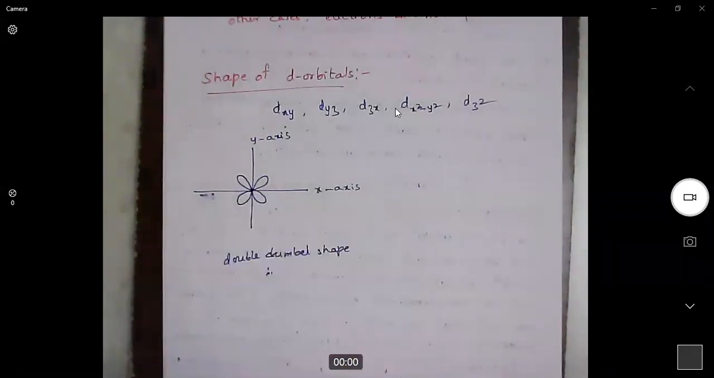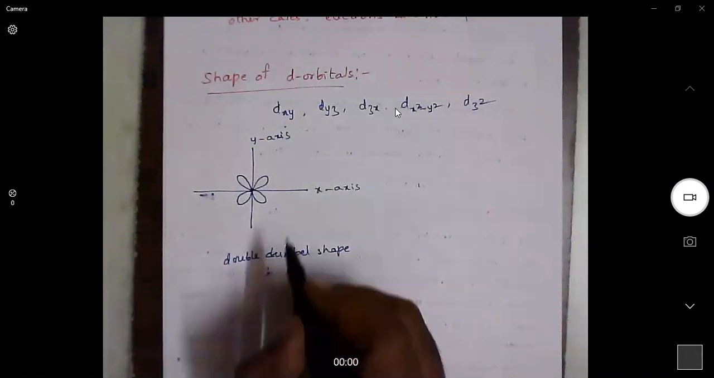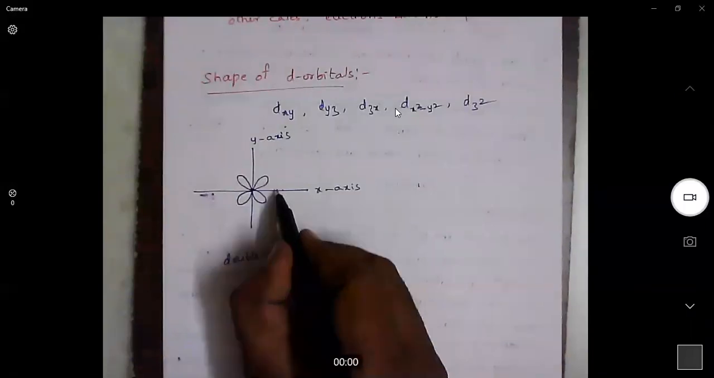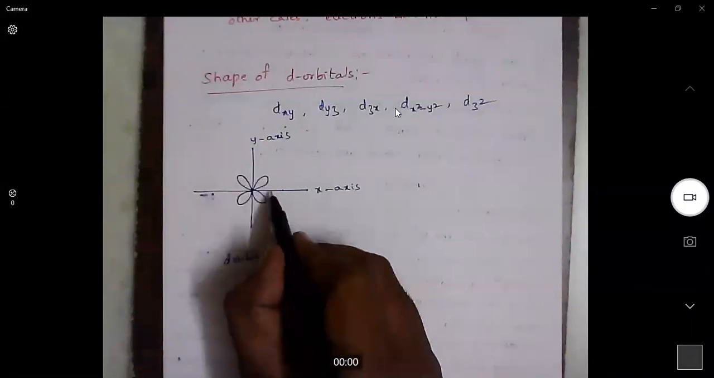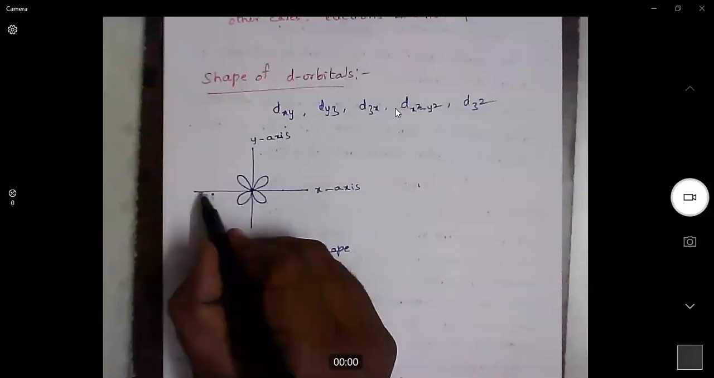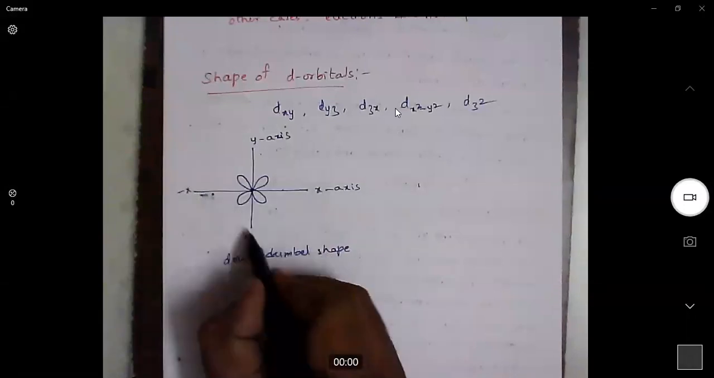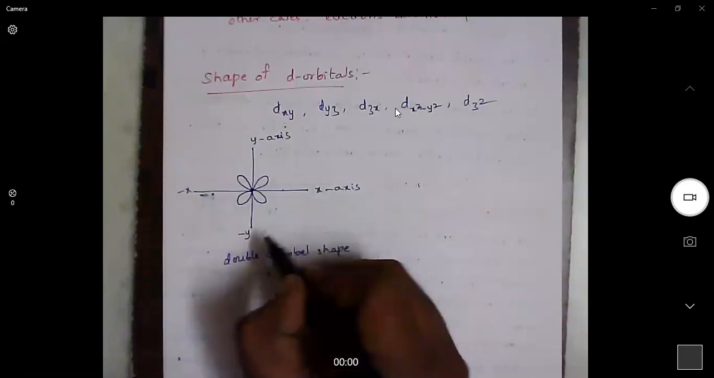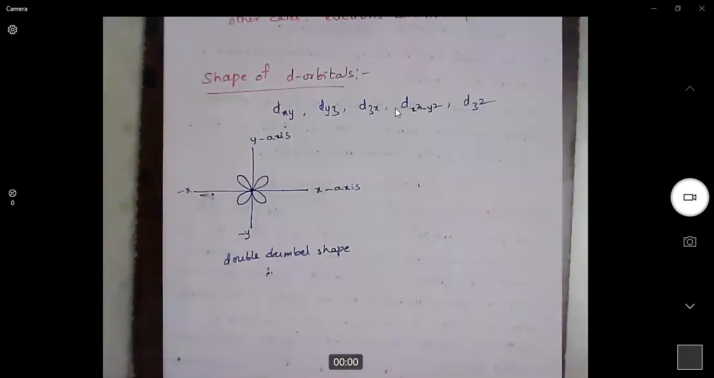This d orbital is distributed in between the x and y axis. So this is between plus x and plus y. This is between minus x and plus y. This is between minus x and minus y. This is between plus x and minus y. So the dxy orbital is distributed in between the axis.